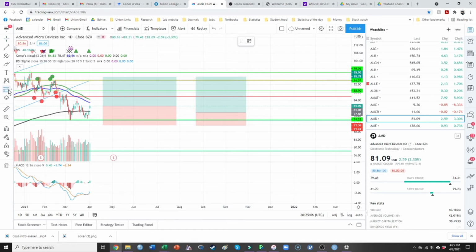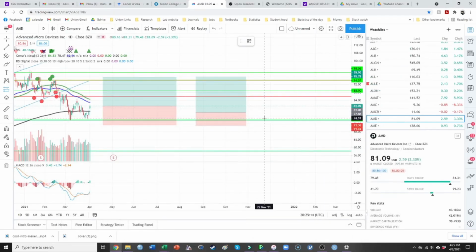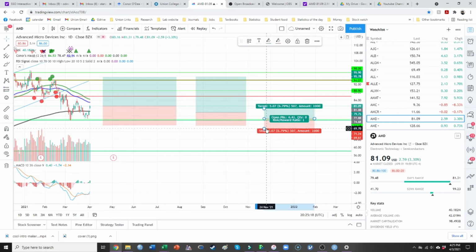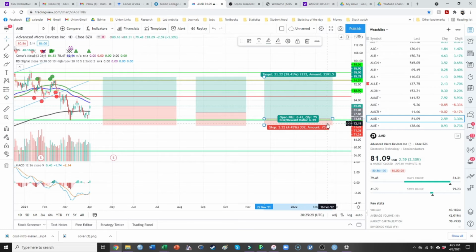Now, let's say it drops another 1%. And I said, okay, what if it drops down to 74.57? So we're going to go ahead and put another one around there. We're going to put a similar stop loss, and then I'm going to do a similar target profit. Now all of a sudden my reward to risk ratio is 6.39.